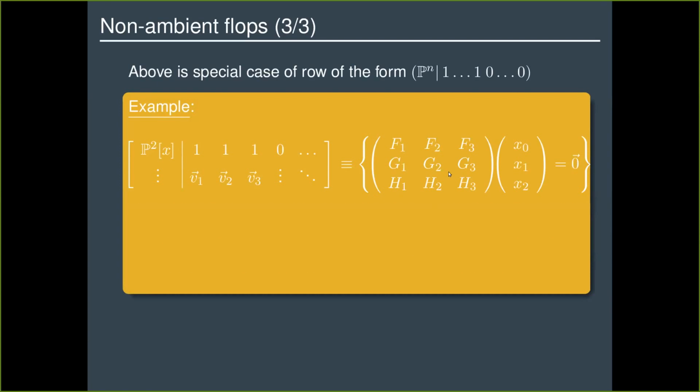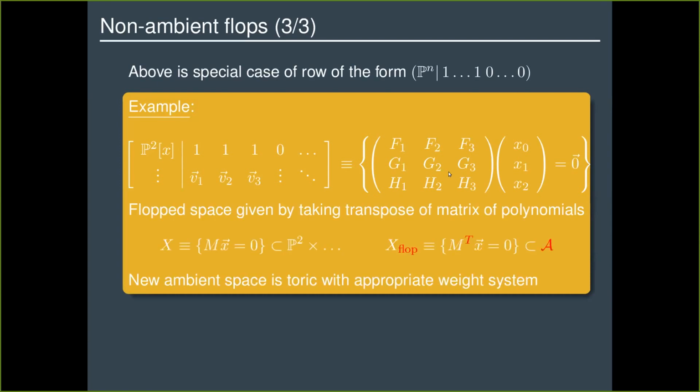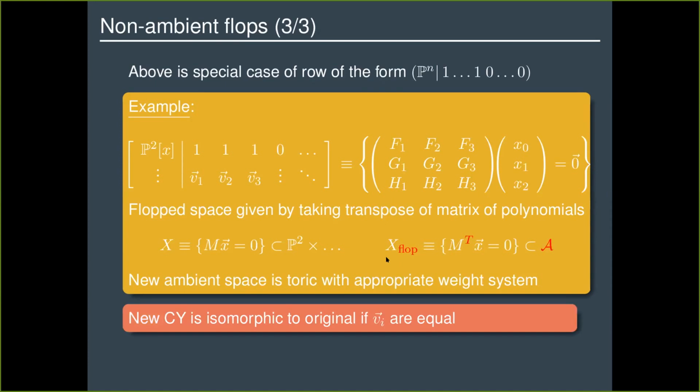That describes your Calabi-Yau inside this space. And then the analogous thing to do to what I did before is to take the transpose of this matrix of polynomials. So if the original Calabi-Yau was given by this matrix equation here, then the second Calabi-Yau, the one on the other side of the flop, is given by taking the transpose of this matrix and then reinterpreting the ambient space as toric with some appropriate weight system. So this gives the description of the flopped space as a complete intersection toric variety inside a toric variety.